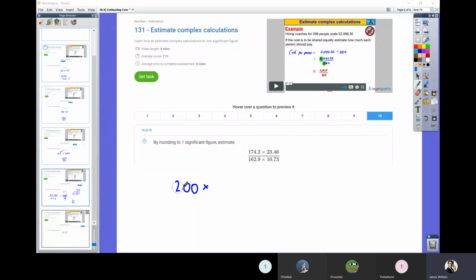So 174.2 becomes 200, and then 23.46 becomes 20. Okay, and on the denominator, 162.9 becomes 200, and 10.73 becomes 11. No, it doesn't, becomes 10. Okay, nearly made a mistake there. Of course, 11 would be two significant figures, wouldn't it? Remember, every single number has only got one digit which is not a naught. Okay, 200, 20, 200, and 10.